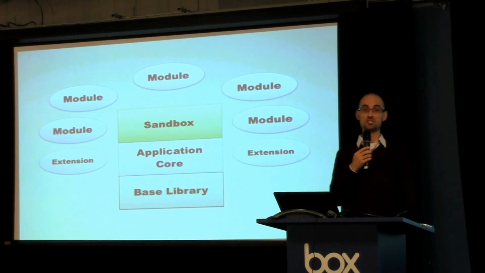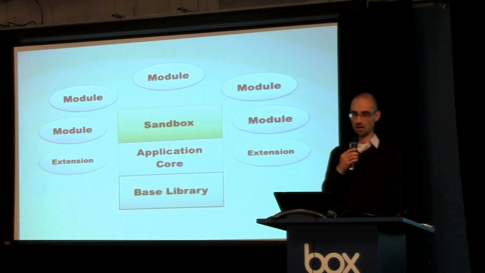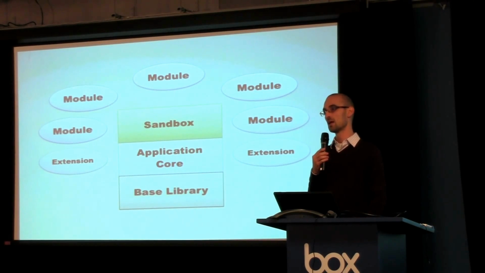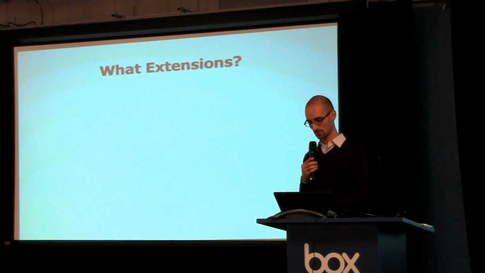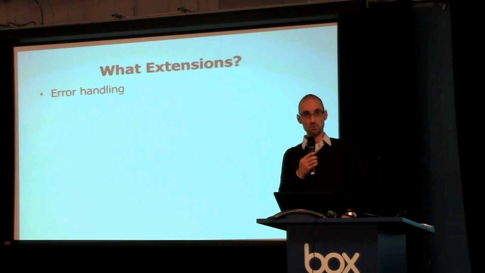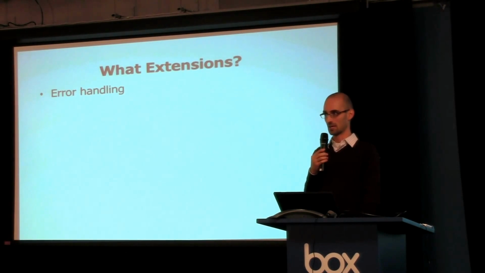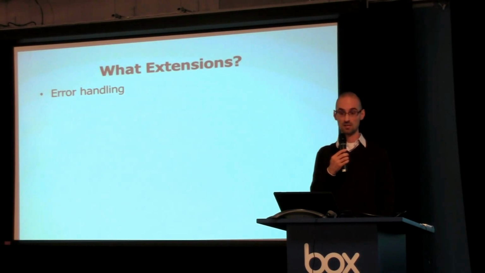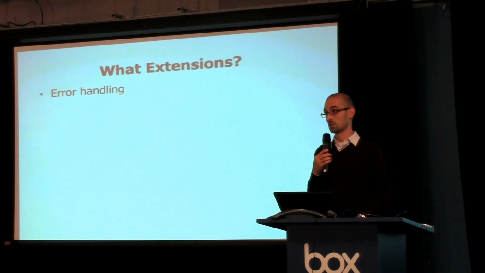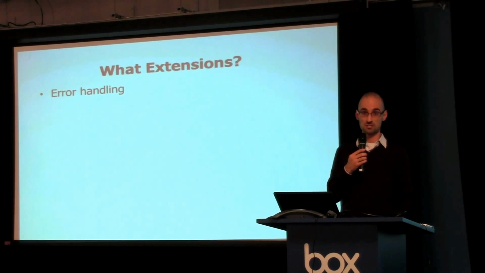So plan for extension. That's one of the application core's jobs. It needs to have ways that you can extend what it does by default. So what sort of extensions? Well, error handling. You might want to have just a generic extension that is the way that you do error handling in the application, because that might change in the future. You might have one system now, you might have a different system later on.